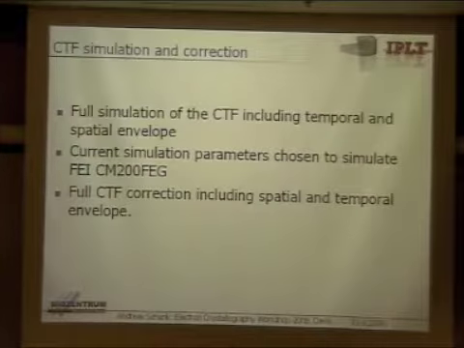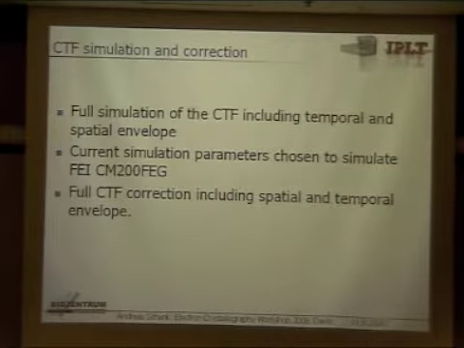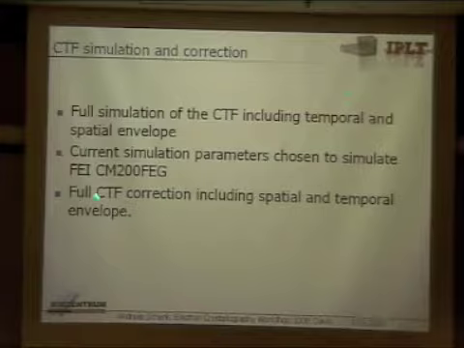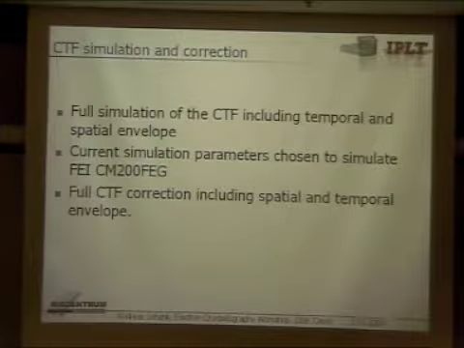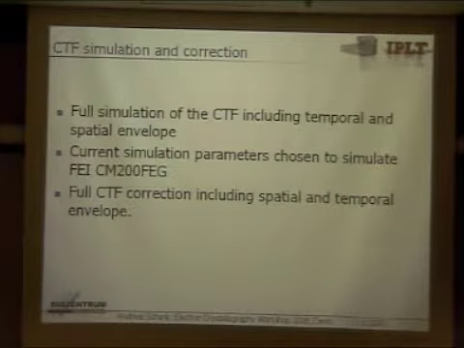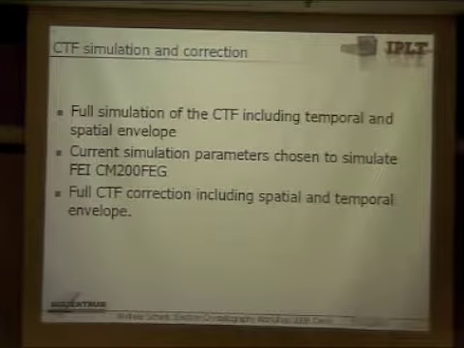Okay. The second part is renewed simulation of CTF and the correction. So I've chosen CTF including temporal and spatial envelope. And the simulation parameters are just taken from our CM2 effect, so it's a spherical aberration of 2 mm and a chromatic aberration also 2 mm. And also the CTF correction includes the spatial and temporal envelope. So basically the CTF should be fully corrected.